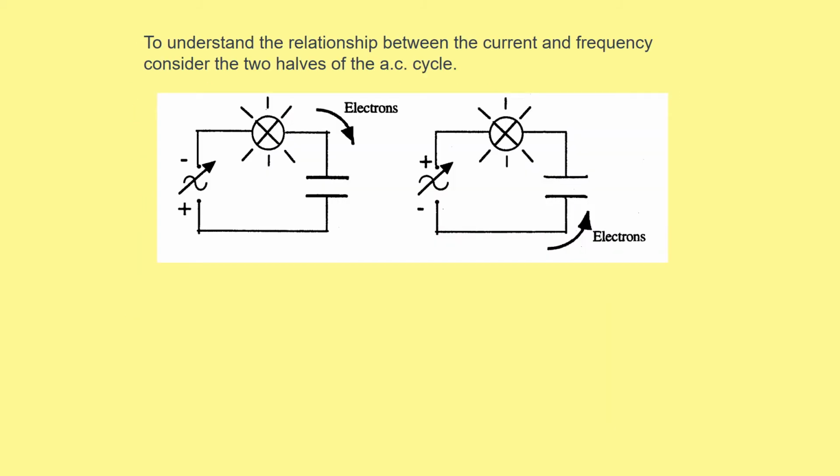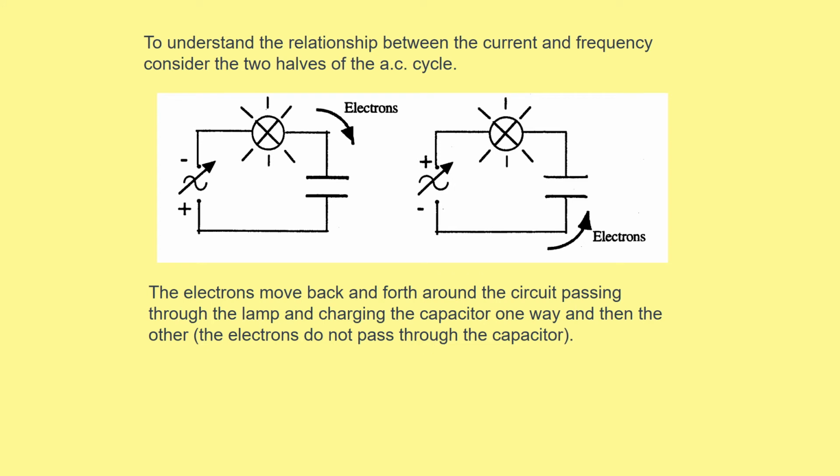To understand the relationship between current and frequency, consider the two halves of an AC cycle. On the first half, current is flowing towards the plate of the capacitor and the bulb is lit. On the second half, electrons are going to be flowing in the opposite direction. The electrons move back and forth around the circuit, passing through the lamp and charging the capacitor one way and then the other. Remember, the electrons do not pass through the capacitor.